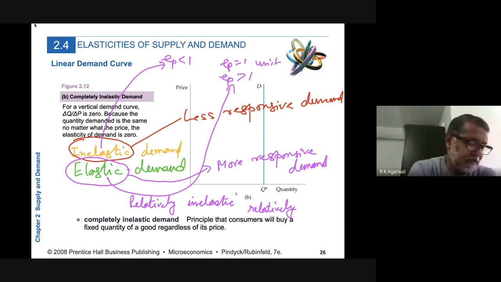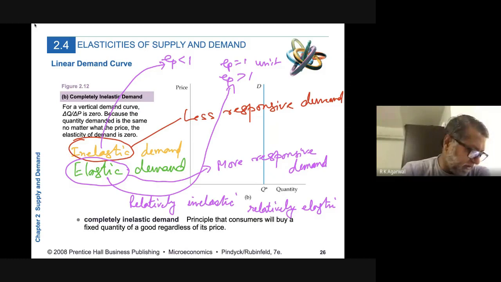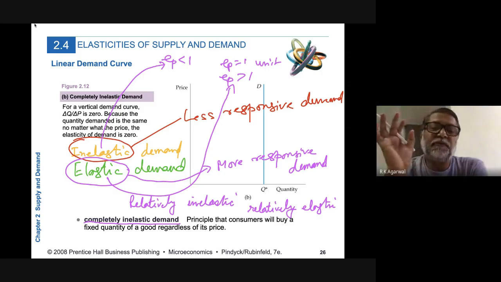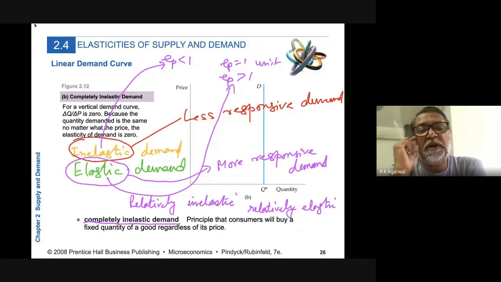So they are the same thing. Relatively inelastic means elasticity is less than 1, and relatively elastic means that the elasticity is greater than 1. Now you will see why we have written it as completely inelastic demand. Completely inelastic demand means that there is no response from the side of the demand when the price changes. So price has changed, but the demand has not responded even 1%.